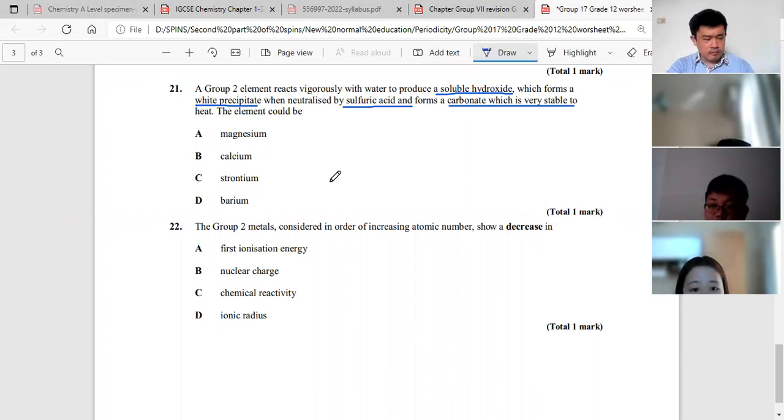This one, magnesium is not forming a white precipitate. Magnesium sulfate is soluble in water. Calcium sulfate is soluble in water. Strontium sulfate is also soluble, but the only white precipitate with sulfuric acid is barium.